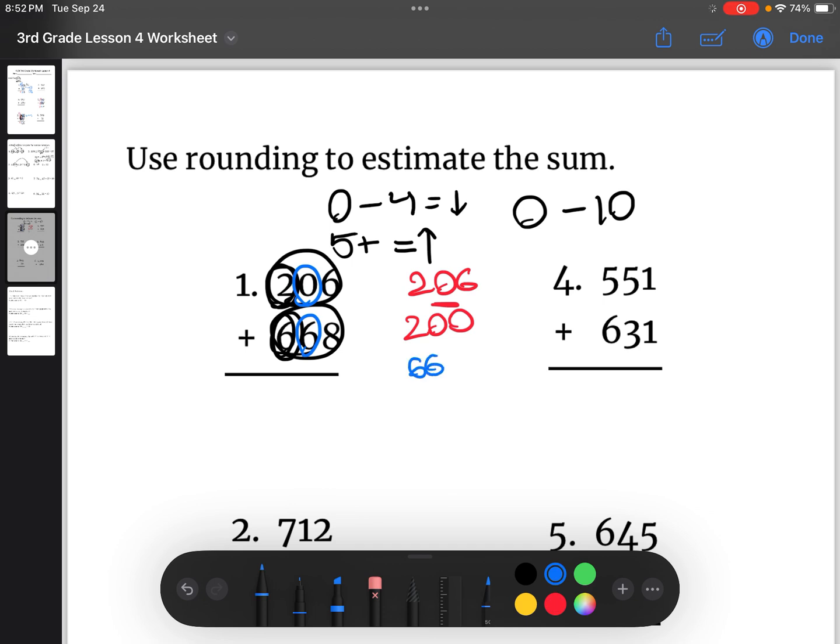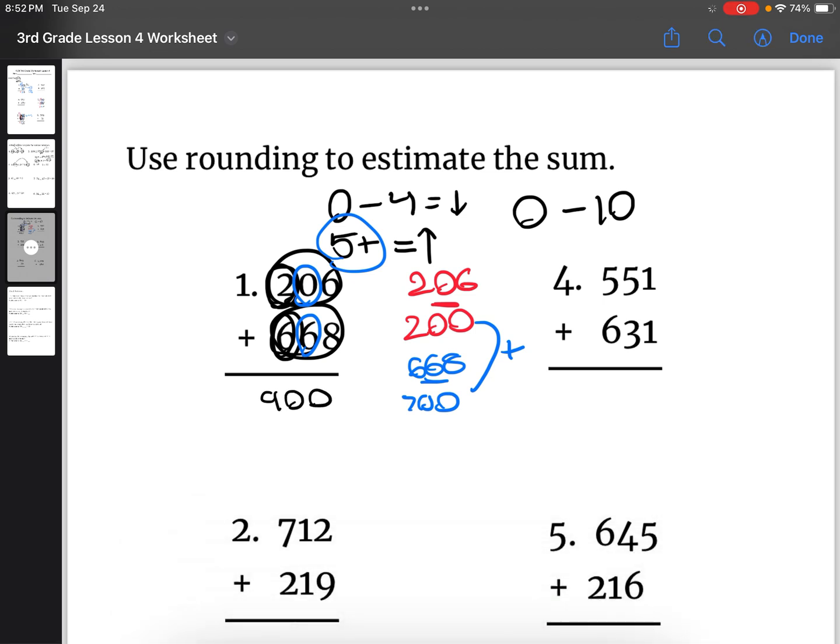And then let's take a look at 668. If it's 5 and above, we round up. So this would be 700. And if we do 200 plus 700, then we can get our answer of about 900. So it's basically you just round on the first digit.